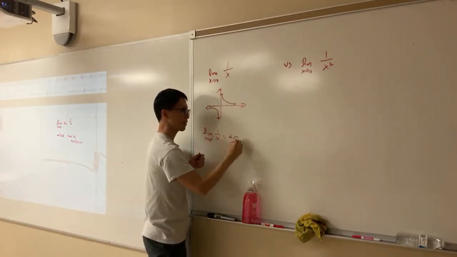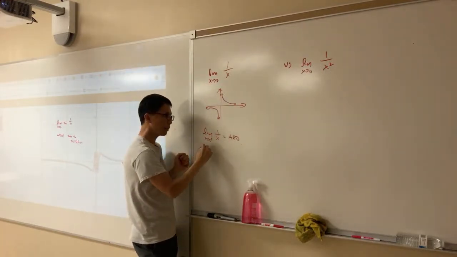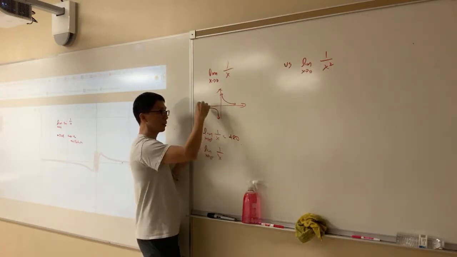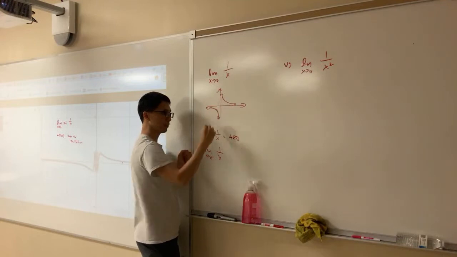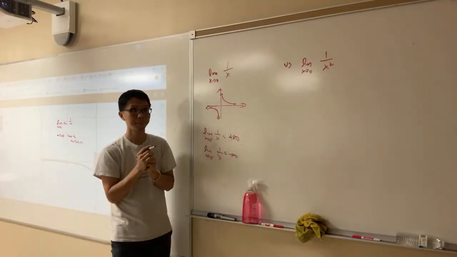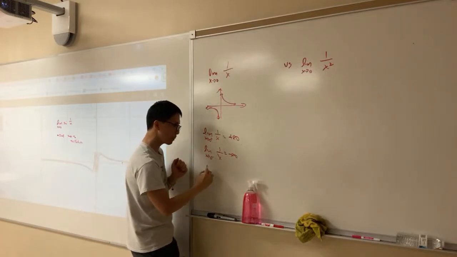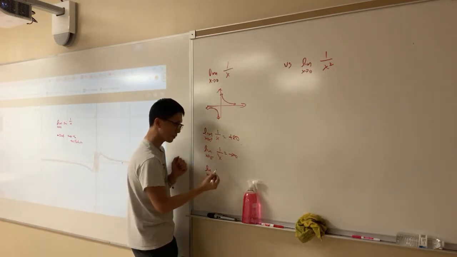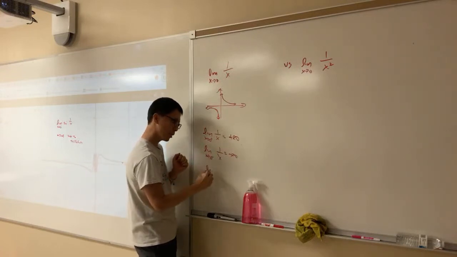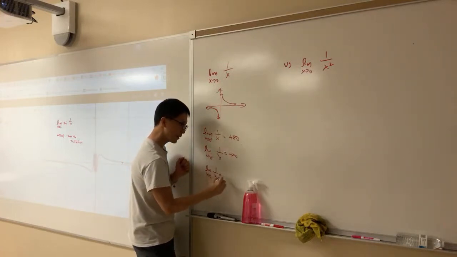Does that make sense? What happens when x approaches 0 from the left side? From the left side, it's going to what? Negative infinity. So therefore, the limit as x approaches 0 is what? If you approach from both ends, do they come out to the same value? No. The limit of 1 over x does not exist.